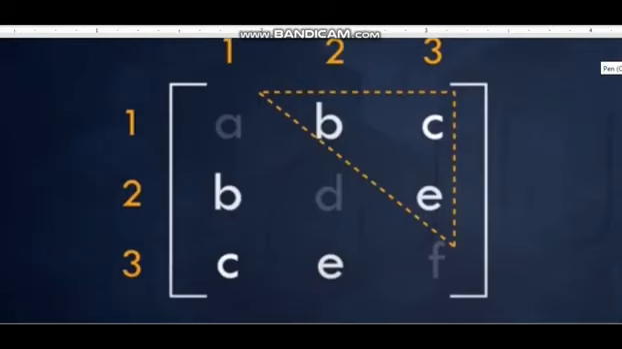So, for the symmetric matrix, the diagonal elements can be any numbers. No need to verify the diagonal elements. You have to verify only these elements. This B, C must be the same here also. Similarly, E and E should be the same. If these elements are the same, then we can say that that matrix is a symmetric matrix.